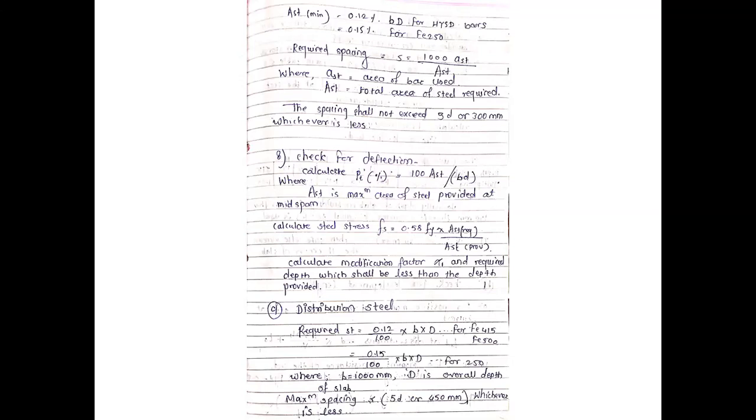Calculate modification factor alpha 1 and required depth, which shall be less than the depth provided. Ninth point is the distribution steel. Required steel is equal to 0.12 upon 100 into bd for Fe415, then 0.15 upon 100 into bd for Fe250, where b is equal to 1000 mm and D is the overall depth of slab. Maximum spacing must be less than 5d or 450 mm, whichever is less.